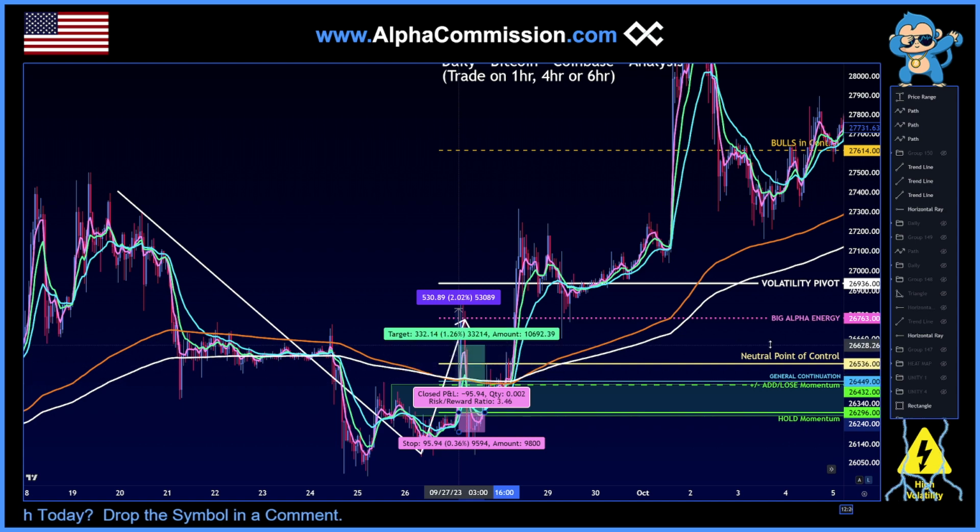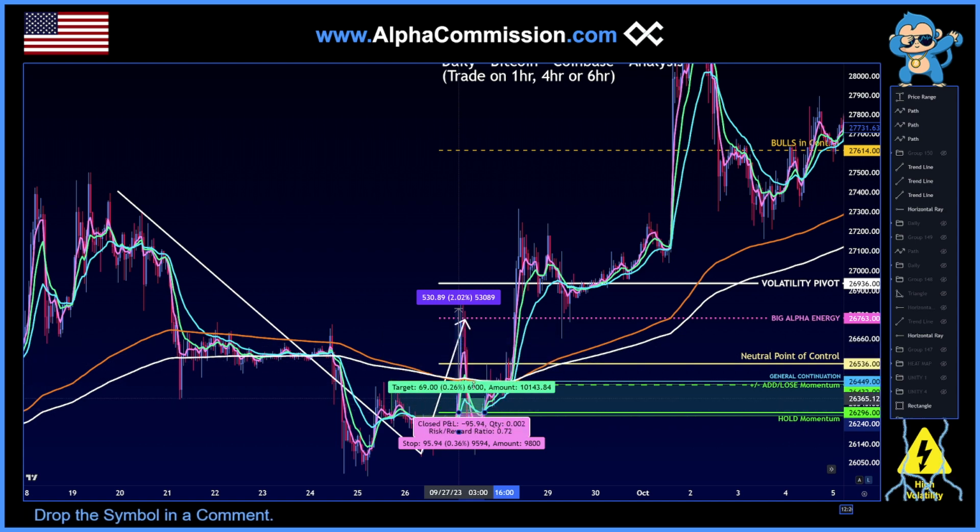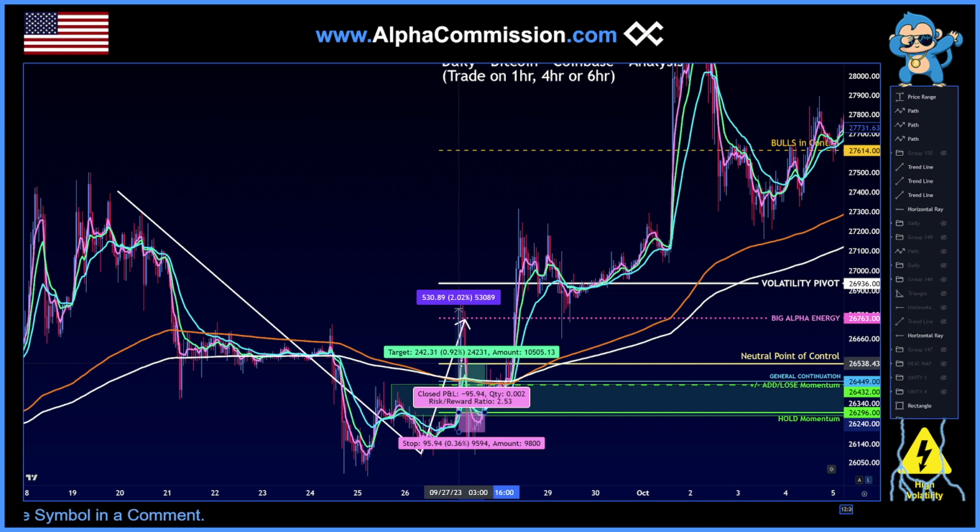But I believe we're going to at least retest the neutral point of control because we already tested the bearish control zone. So we're probably going to pop up here to the neutral point of control. So I'm going to set my TP1 there. Then that's going to give you a 2.5. Still not great. You usually want a 3 to 1 ratio there, right?